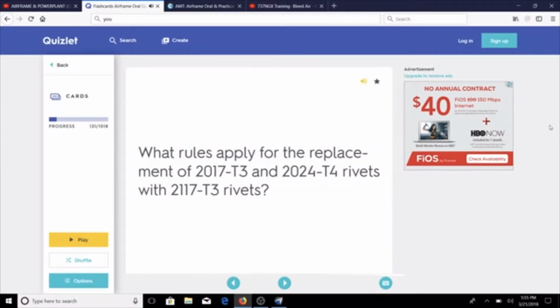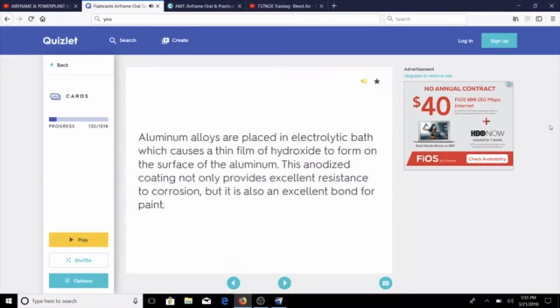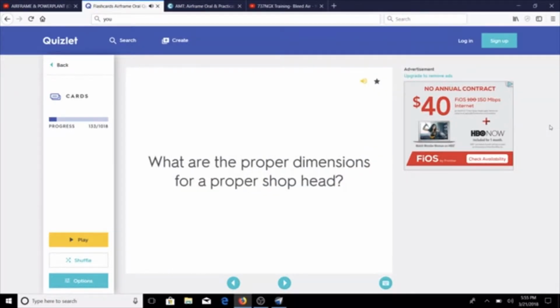What rules apply for the replacement of 2017-T3 and 2024-T4 rivets with 2117-T3 rivets? Briefly describe the anodizing process and what purpose it serves. Aluminum alloys are placed in an electrolytic bath, which causes a thin film of hydroxide to form on the surface of the aluminum. This anodized coating not only provides excellent resistance to corrosion, but it is also an excellent bond for paint.